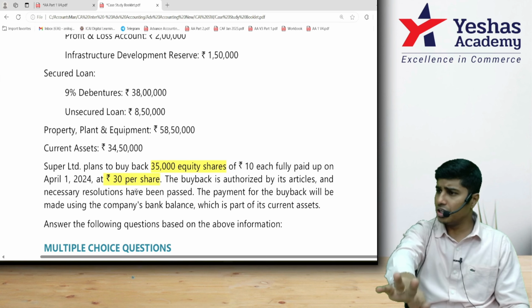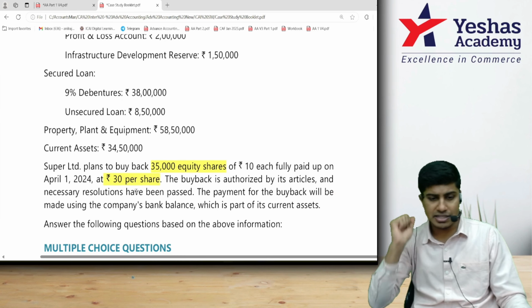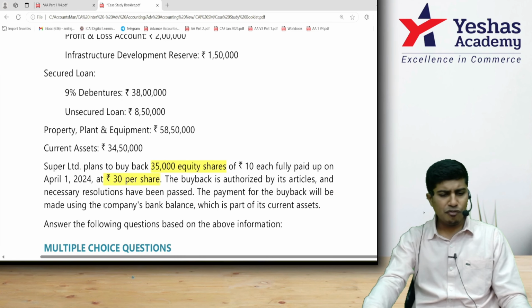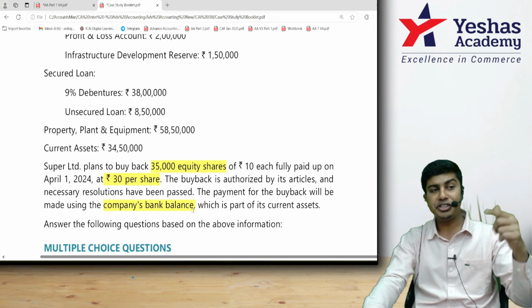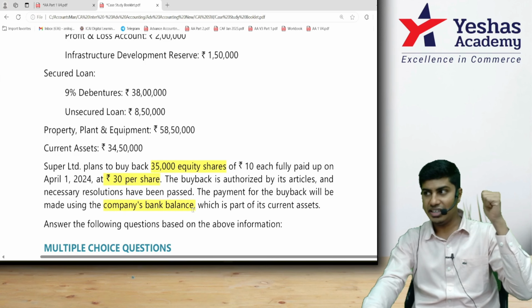Whether it is ordinary or special, whatever is required, they've already passed the same. The payment for the buyback will be made using the company's bank balance. They're not going for fresh issue of shares. They're using the cash that they have.